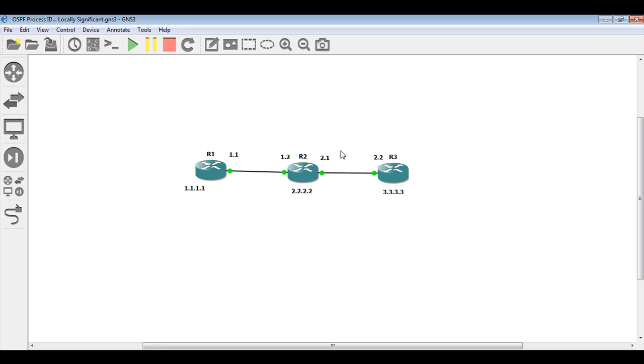So we will use controlled redistribution between the two parts in order to achieve the purpose of configuring two different process IDs on the same router.